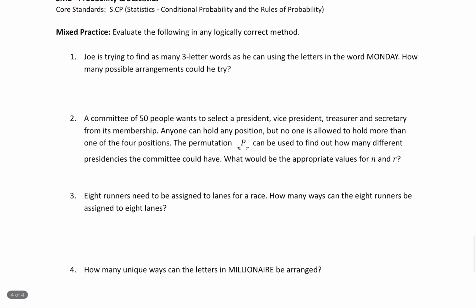Alrighty, let's do a couple more examples. So it says Joe is trying to find as many 3-letter words as he can using the letters in the word Monday. How many possible arrangements could he try? Well, we've got Monday, which has 6 letters, and order matters here, so 6 nPr 3 is what we'll put in our calculator. That'll give us 120 as our answer.